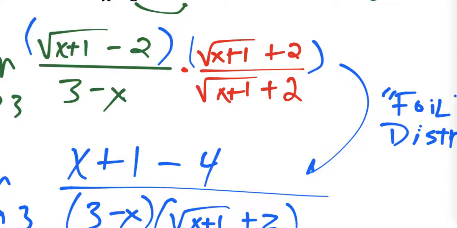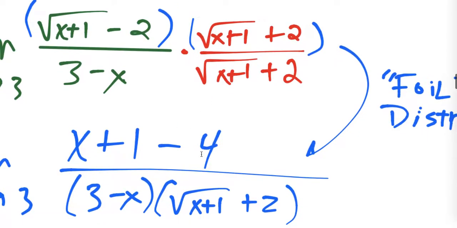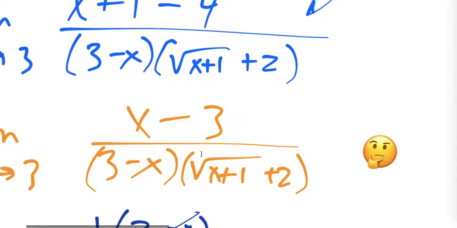So if I distribute, I get root x plus 1 times root x plus 1 is x plus 1. The middle two terms should cancel. I got 2 root x plus 1 minus 2 root x plus 1. So those cancel, and that gets me negative plus a positive times a positive is negative 2 times 2, of course, is 4. So simplifying the top, that gives me x minus 3.